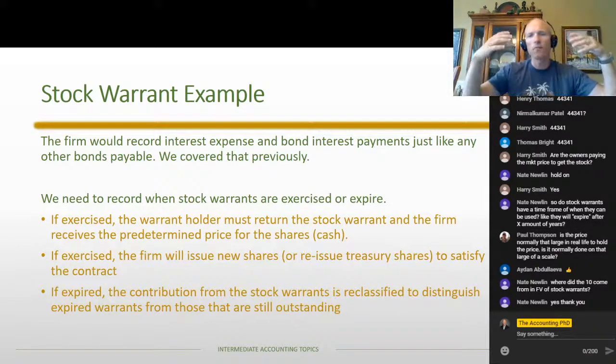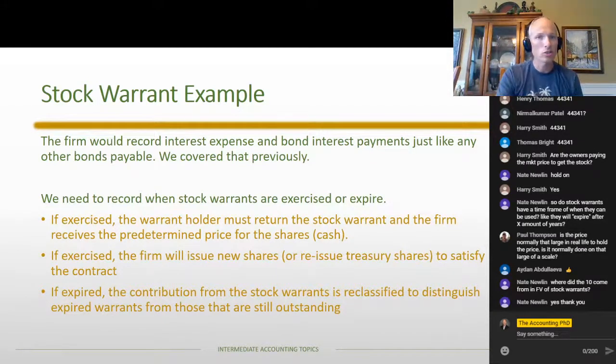So hopefully you kind of envision what's happening here. You have a stock warrant holder either exercising their stock warrant or allowing it to expire. And the accounting is hopefully, I don't want to say obvious, but hopefully easier if you can envision what's happening.